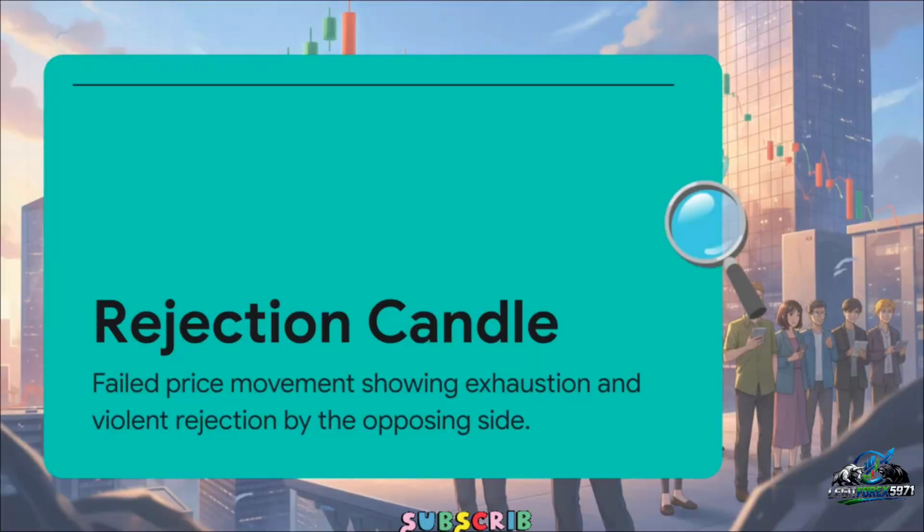Enter the rejection candle, which you'll often hear called a hammer. These are incredibly important because they show a failed price movement. Imagine a candle with a tiny little body at the top and a massive long wick pointing straight down. What's the story there? Well, it tells you that sellers aggressively tried to push the price down into new territory, but they hit an absolute brick wall of buy orders. The buyers violently rejected those lower prices, swept up all the liquidity, and pushed the price all the way back up before the close. It's a massive sign of total exhaustion from the sellers.